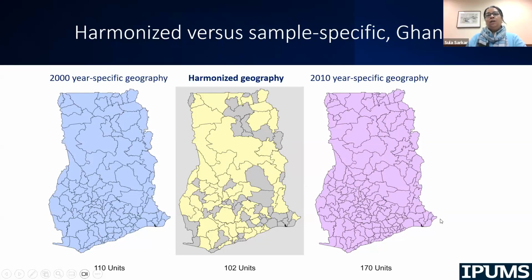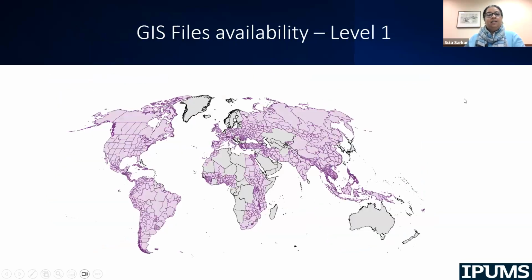So if you are only going to study a single sample, like let's say you only wanted to study 2010, you can use a sample-specific disaggregation and sample-specific geography. But if you want to do a time series, you might consider using the spatially harmonized geography. The spatially harmonized geography is a feature that IPUMS provides to all the projects that were mentioned in this talk. And it's a value added.